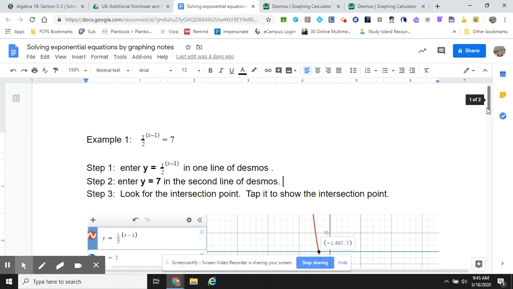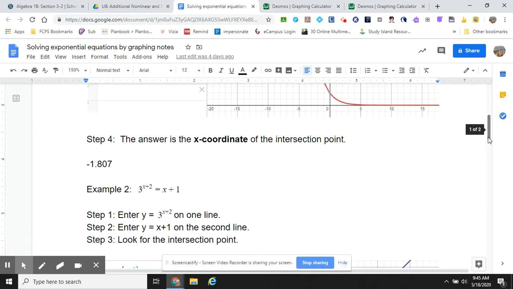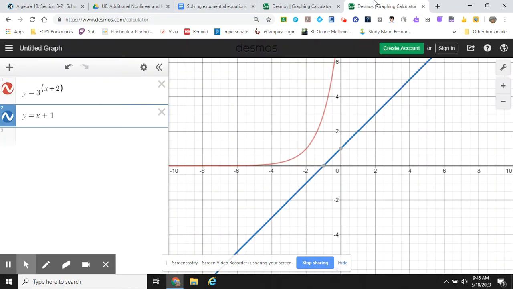So the second one's a little different. That's why we're given this one, so that you see it. I'm going to enter y equals this piece into the first line of Desmos, and y equals x plus 1 into the second line. So if you notice, I did that for you up here. Y equals, notice once again, the x plus 2 is in parentheses. That is super important. And then y equals x plus 1. Don't forget those y equals.